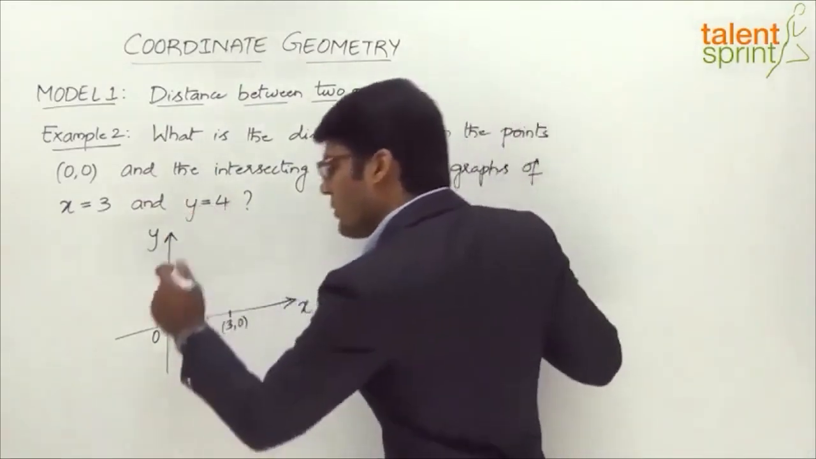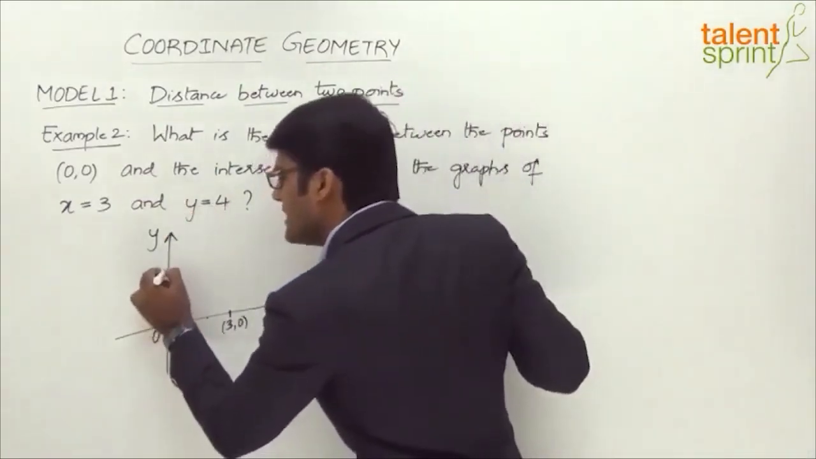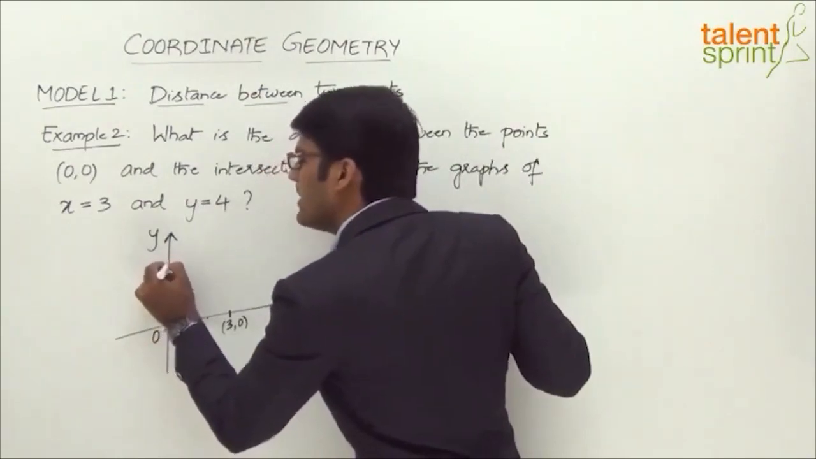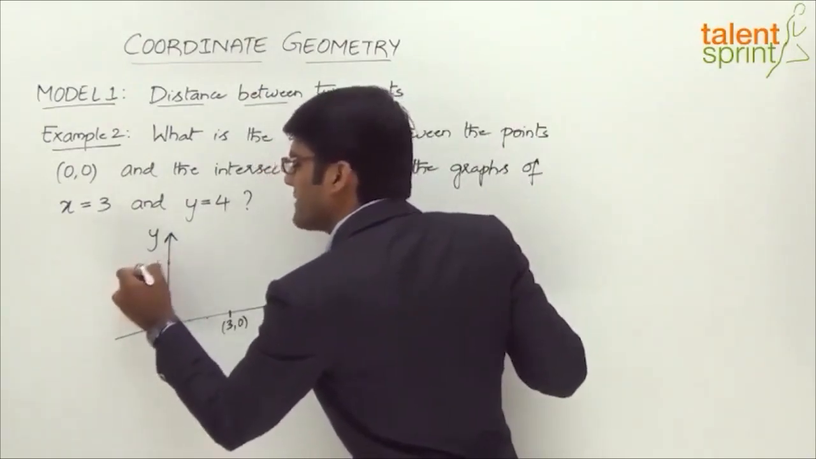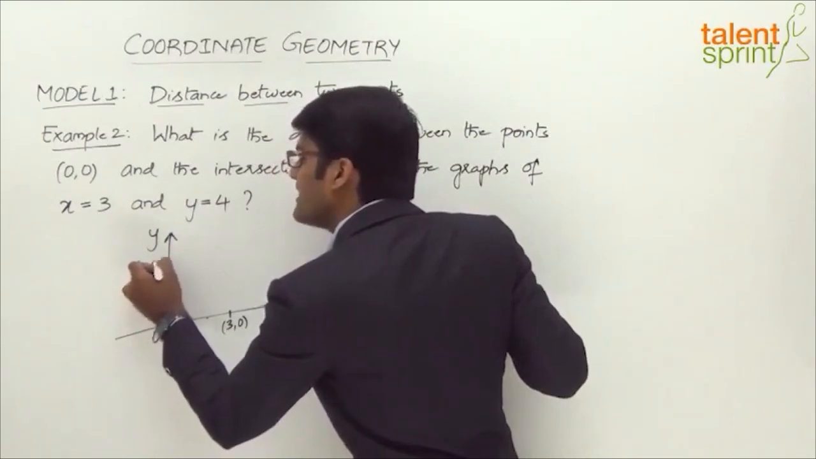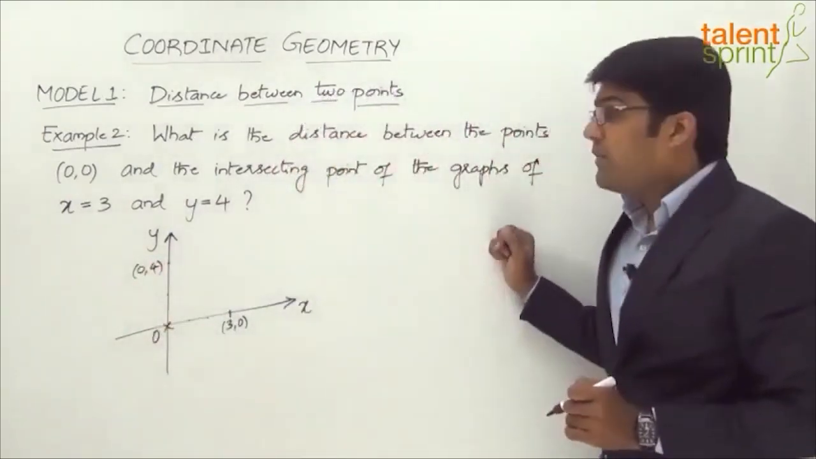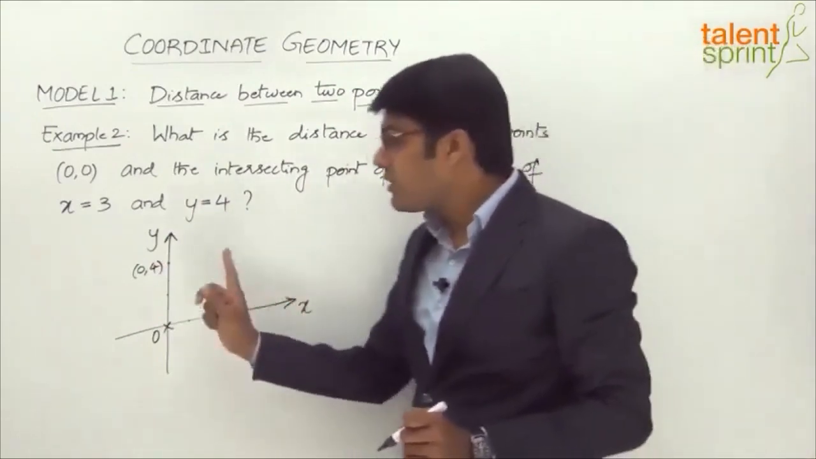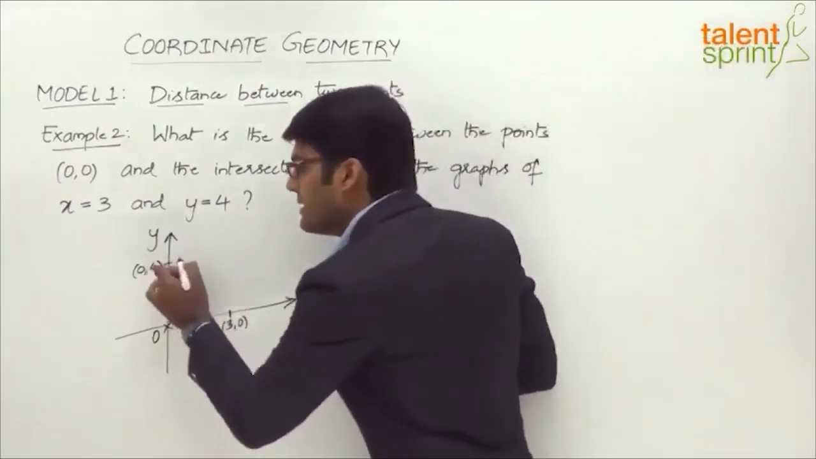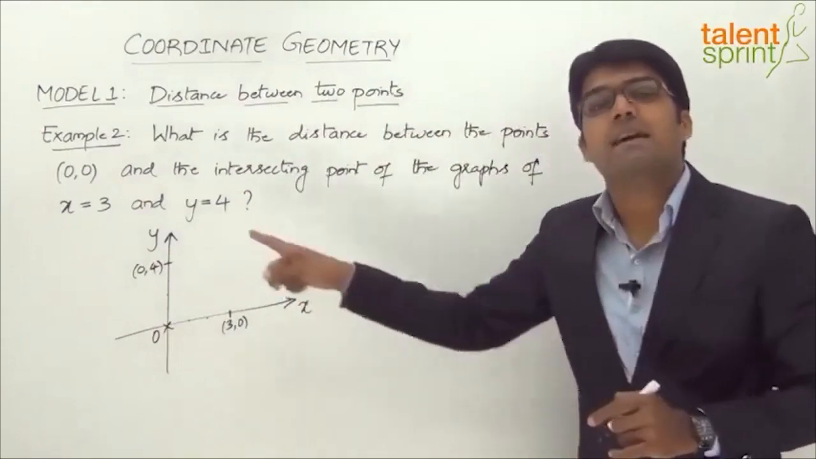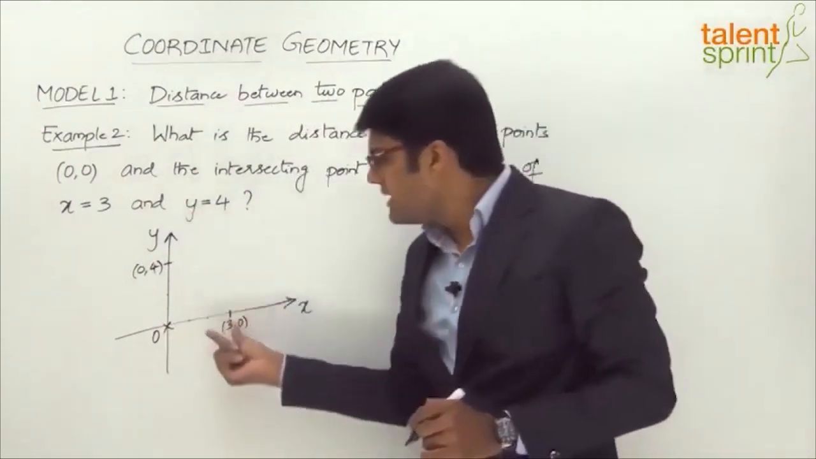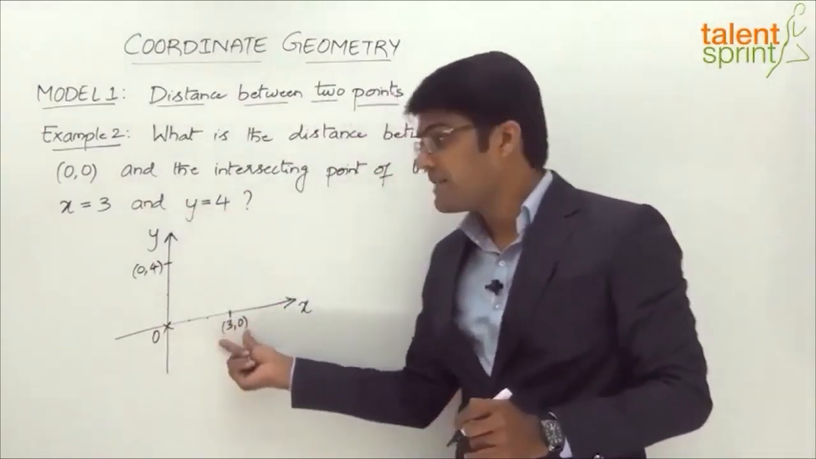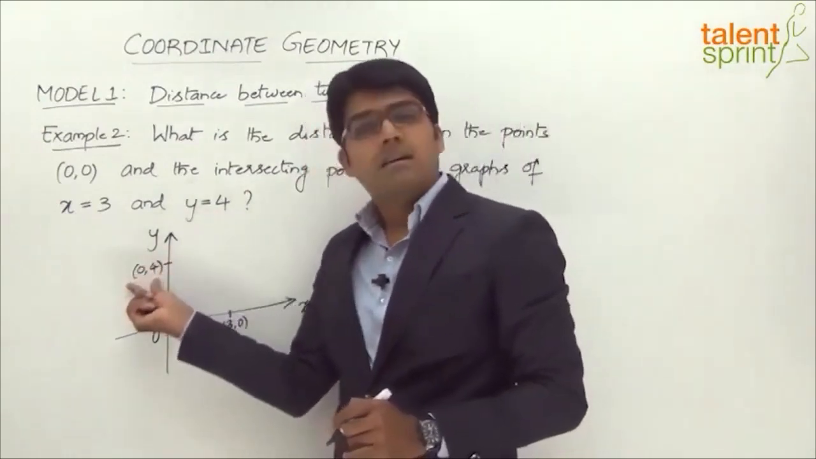And y equals to 4. What happens? This is 1, 2, 3 and 4. So y equal to 4 implies it falls on y-axis where x is equal to 0 but y is equal to 4. Now we need to find out the intersecting point of the graphs. Understand, we have not drawn the graphs yet. We have only looked at the points where it meets on x and y axis respectively, right? X equals to 3 meets at 3, 0 on x axis, and y equals to 4 meets at 0, 4 on y axis.